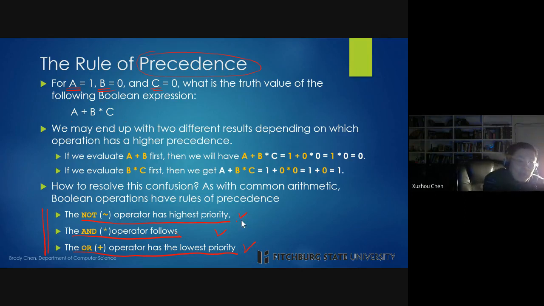Now, based on this, how can we interpret this operation? You have OR, you have AND. So AND has higher precedence than OR, right? That means you're going to evaluate this first, and then evaluate the OR operation.